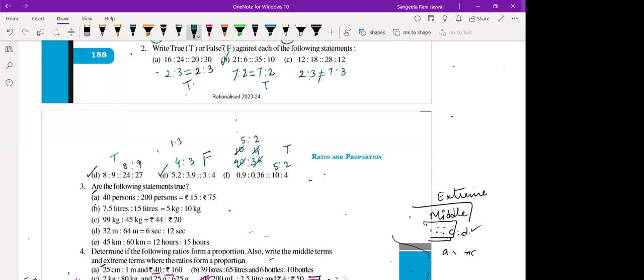Question number 3. Are the following statements true? Okay, now tell me this here. You have to check the units also. For every number, there is a unit. 40% is to 200% is equal to rupees 15 is to rupees 75. Yes, Shreyansh, do it. Shreyansh, do this. Adya, be ready with the B bit. And Neha, I'll ask you the C one. Okay, ma'am.